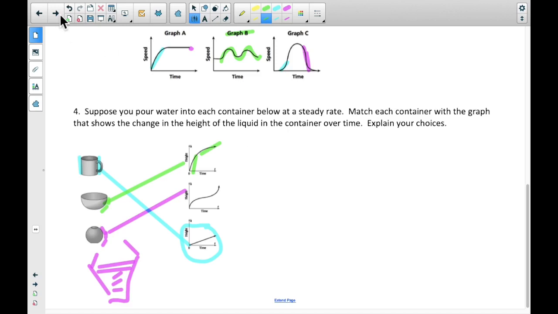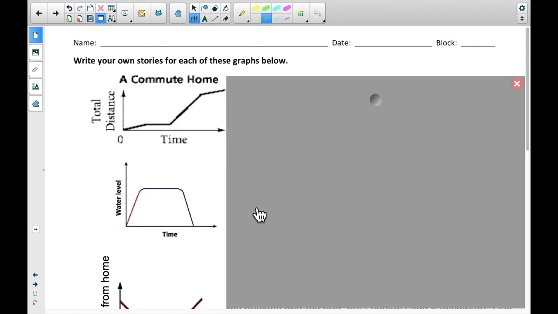All right, let's turn the page. All right, here we go. We have some stories to tell. When you do these problems, what you need to do is look at each section of the graph differently, or individually, I guess I should say. So each section of this graph we need to look at individually.